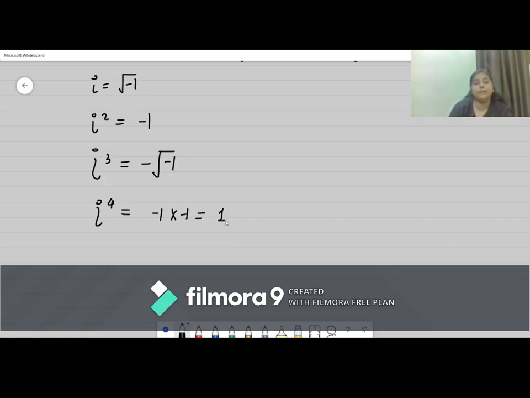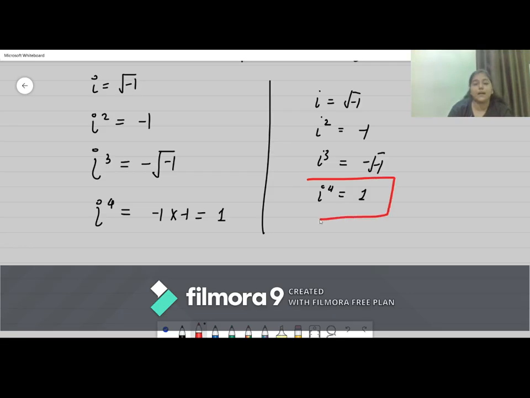Therefore, we'll just conclude that iota is equal to under root minus 1, iota square is equal to minus 1, iota cube is equal to this, and iota to the power 4 gives us 1. This is an important result which will help us to solve the problems ahead.